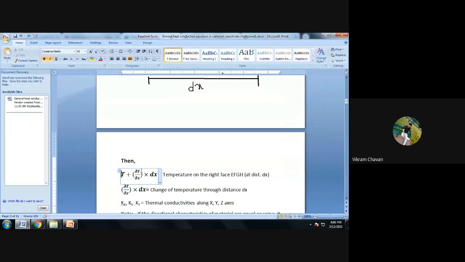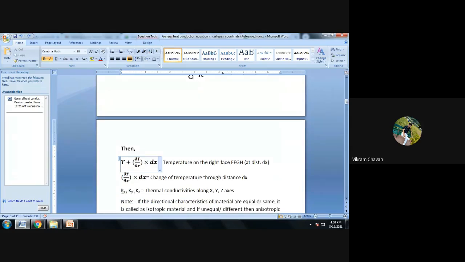It does not matter: if temperature is going to decrease, then that will be the decremental change. If temperature is going to increase, then that will be the incremental change. So here we have considered that this is the change in a small element, and the total change over the length will be obtained by multiplying by dx. So ∂T/∂x multiplied by dx will be equal to the change of temperature through the distance dx.